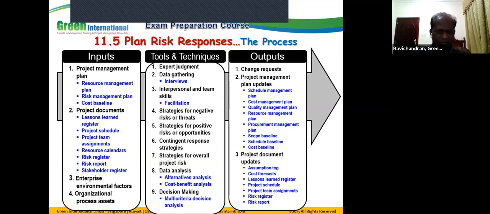Project team assignments: what are the various responsibilities of the team members with respect to the risk management work. Resource calendars are useful information: what kind of resources are available with us, what kind of expertise and experience these resources have, and when they will be available in our project. When the risk happens, if no expertise resources are available in the project, it's also going to be a source of increasing the risk again. Risk register, risk report, and stakeholder register. Why do we need the stakeholder register?